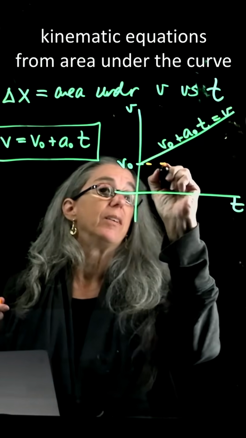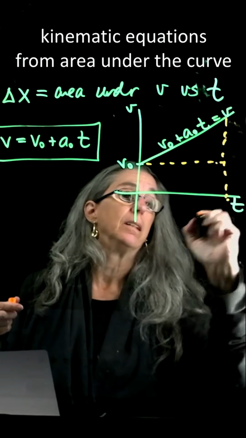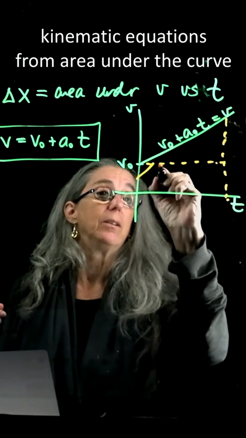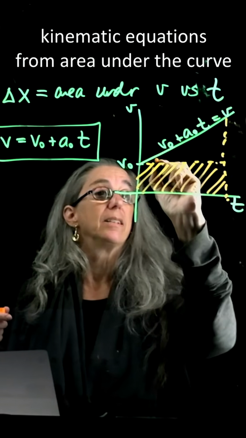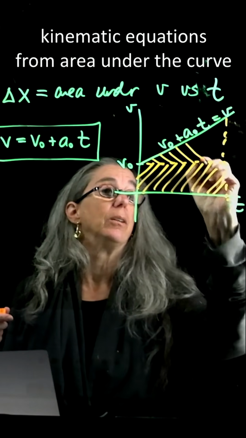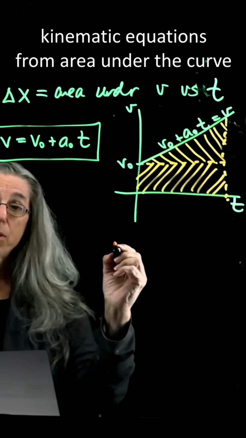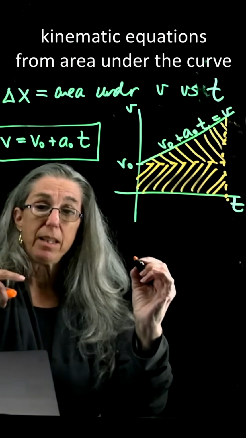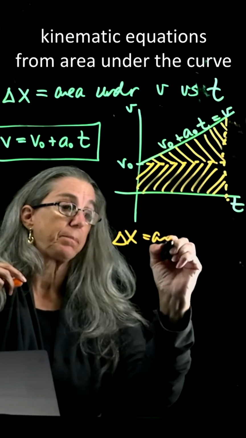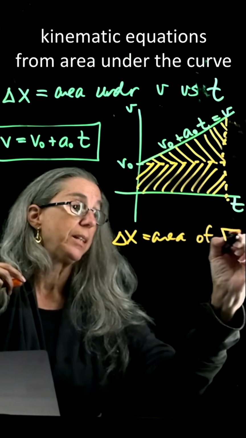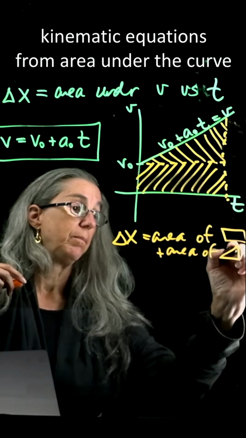So we can think of it as a rectangle, which we'll find the area of, and sitting on top of that rectangle is a triangle. So we need both of those pieces to be able to get the displacement. So the displacement delta x is the area of the rectangle plus the area of the triangle.